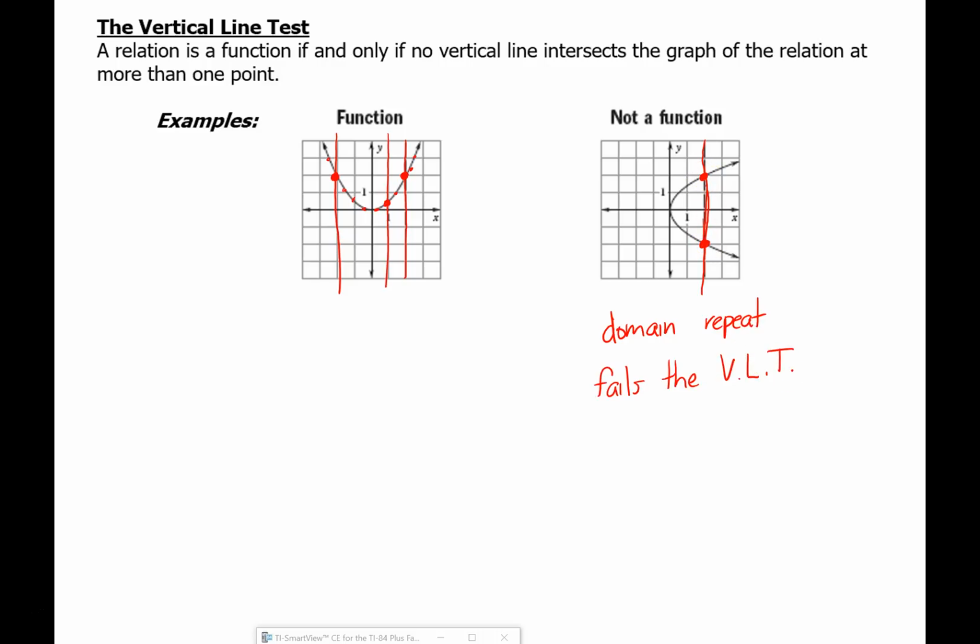Now you'll notice with this one there are many points where it fails the vertical line test. If you wanted to give an example of it failing the vertical line test, you could say that it failed at any of these x values. So I could say that x is equal to 1 is a place that it failed. I could say x is equal to 2, x is equal to 3.5. Any value where it fails is a good example to give to show that it is not a function.